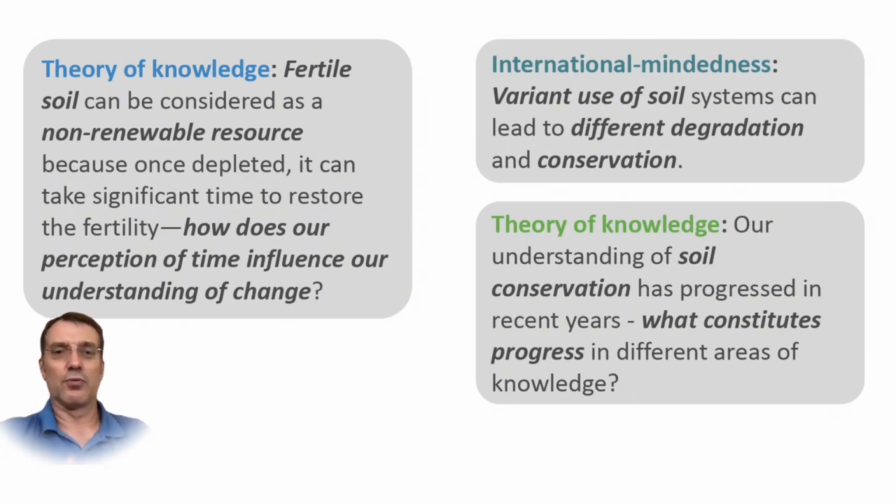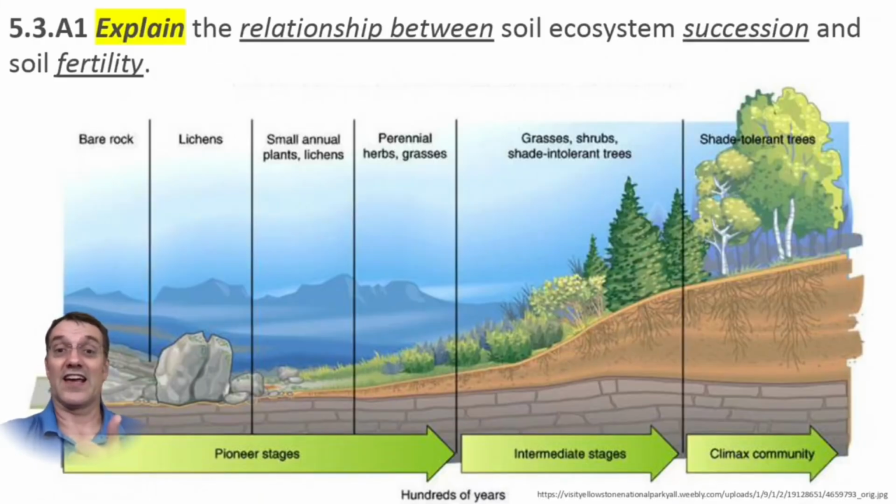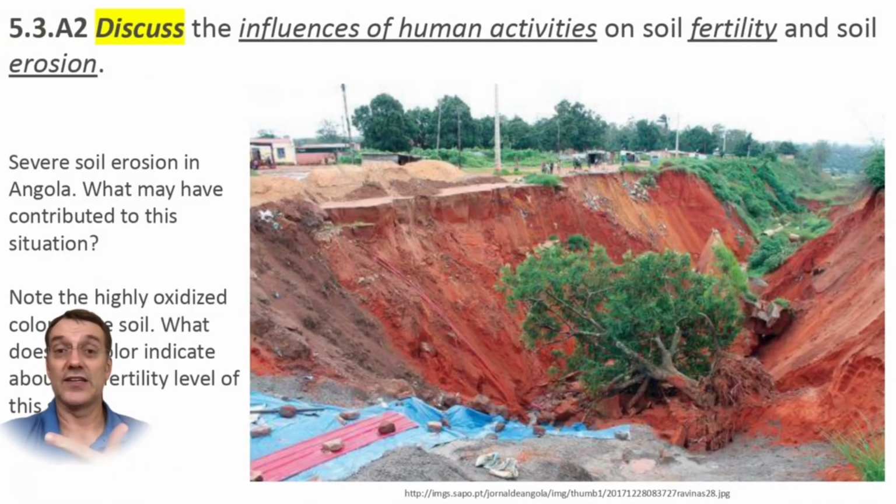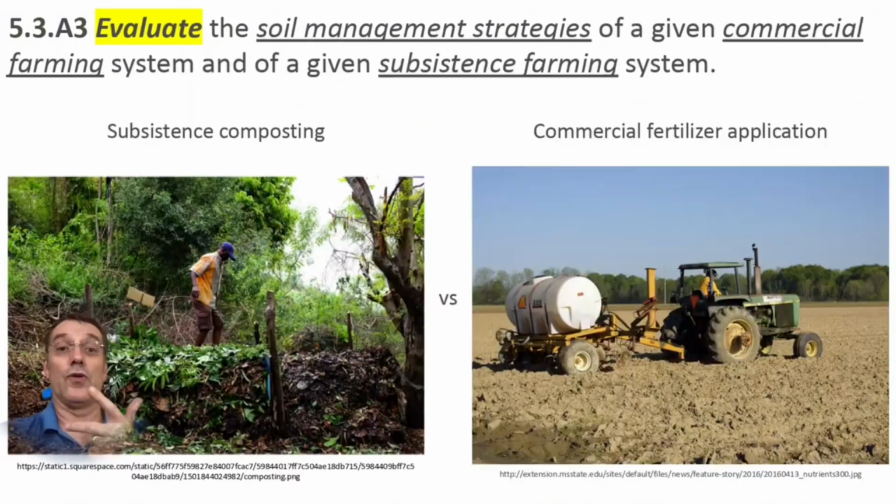This connects back to broader questions about how we measure progress in environmental science and how timescales affect our perception of change. Let's review a few key relationships that we've explored. First, the connection between soil ecosystem succession and fertility. Second, the various ways that human activities can impact soils. Third, the range of management strategies that are available for both commercial and subsistence farming systems.